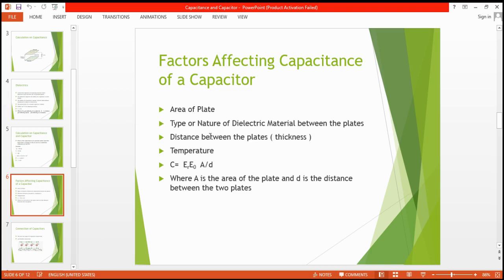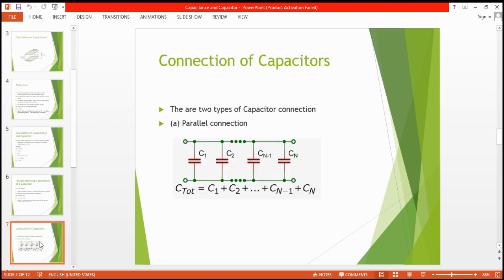If you have a larger plate area, the larger the capacitance. If you have a very good dielectric material, the better the capacitance. If the distance between the plates is small, that means the electric field will be concentrated, and the better the capacitance. Then temperature. High temperatures tend to damage the dielectric, and in that case, the capacitance will fall. Then in the next discussion, we look at how we connect capacitors.